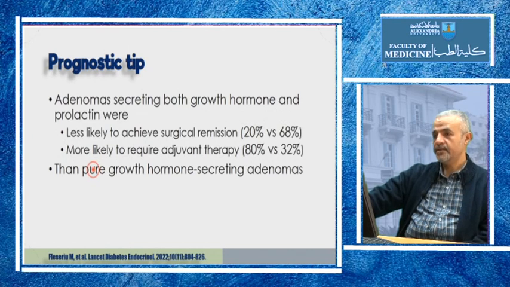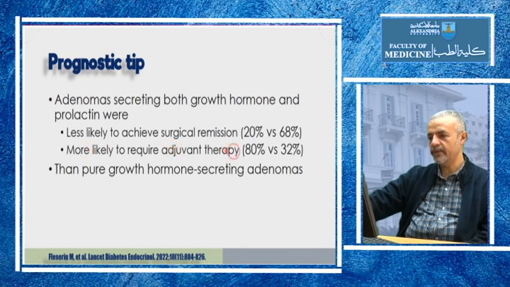In the last slide, this is a prognostic tip. They found that adenomas secreting both growth hormone and prolactin were less likely to achieve surgical remission and more likely to require adjuvant therapy compared to patients who present with pure growth hormone secreting adenomas.